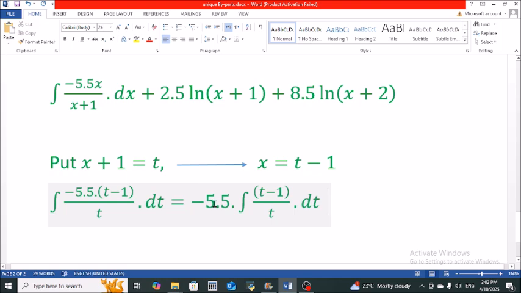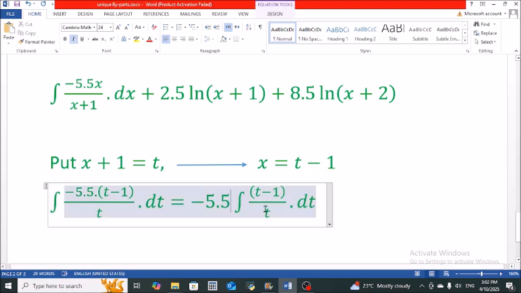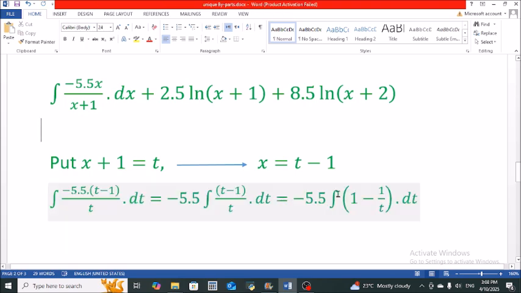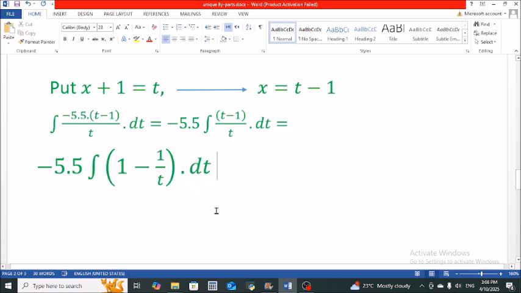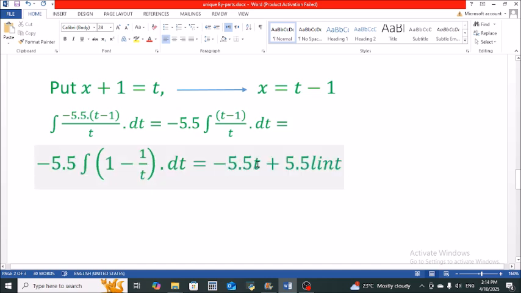Taking the constant term outside the integration, we get minus 5.5 times the integral of t minus 1 over t dt, which equals minus 5.5 integral of 1 minus 1 over t dt. So it is as you see here, which is equal to minus 5.5 t, because the integral of 1 dt equals t, minus 5.5, and minus and minus makes plus, plus 5.5 ln t. The integral of 1 over t dt is ln t.